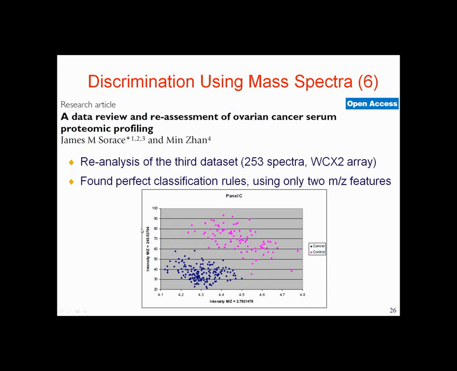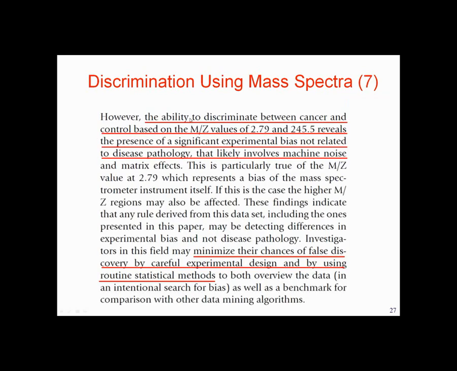However, if you know a little bit about mass spectrometry, these 2 coordinates lie really in the region where a lot of noise is happening. So essentially, what Soras and Jean say is that the ability to discriminate between these samples based on the mass to charge values of 2.79 and 245 reveals the presence of significant experimental bias not related to disease pathology, that likely involves machine noise.